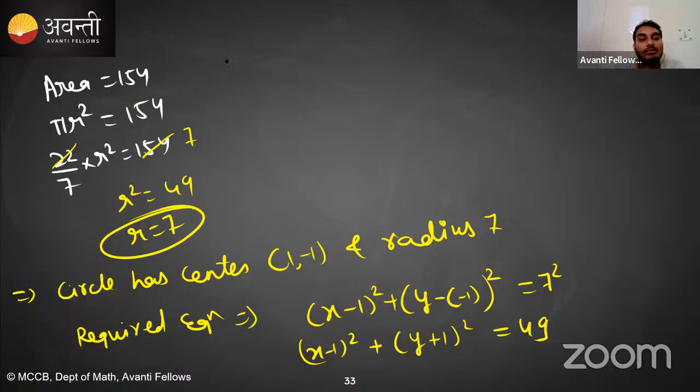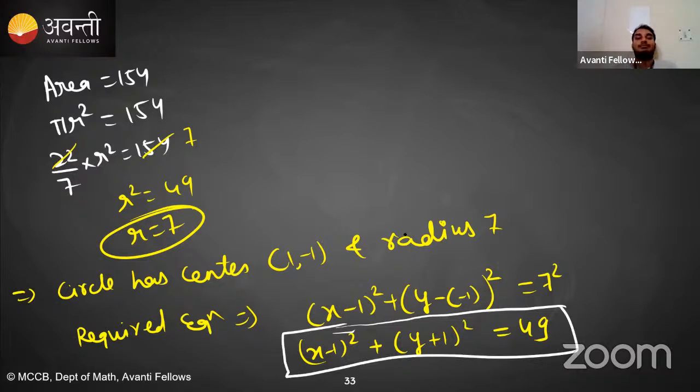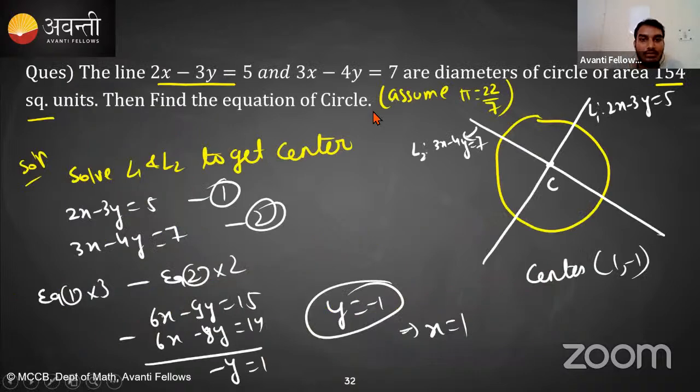is this clear, students? Students, tell me quickly in the chat box, is this clear or not? Quickly let me know in the chat box. Is this clear, everyone? right, so the diameter of the circle was given. okay, the diameter of the circle is along the line, right, along these two lines. so solve these two lines to get the circle center.